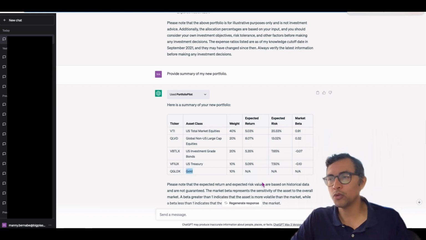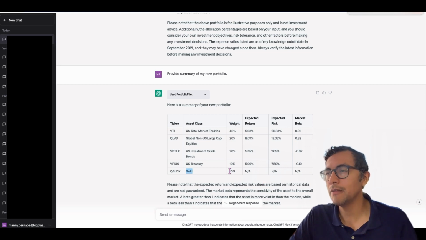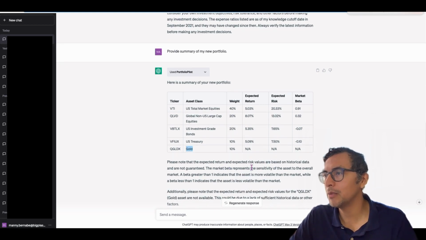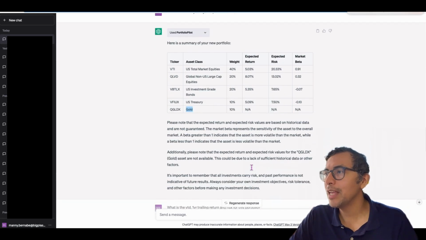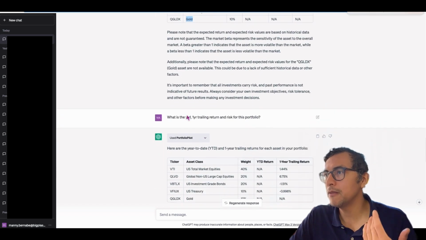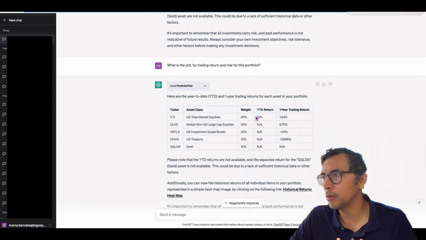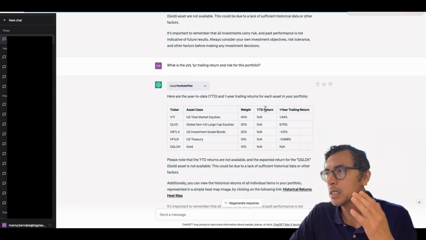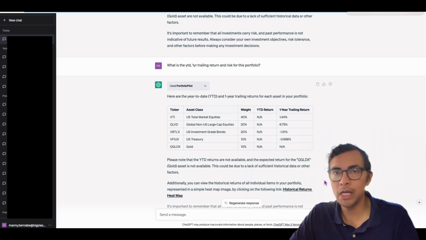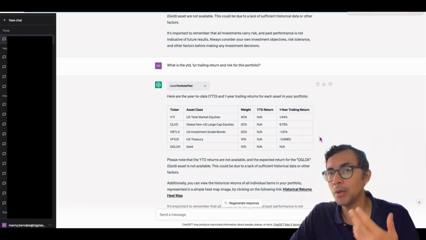Again, if I were to have swapped that out for a gold ETF, I think I would have gotten something here. All right, so then I asked ChatGPT for the year-to-date and one-year trailing return and risk for this particular portfolio. So what I wanted to see was year-to-date return, one-year trailing return, and then also some standard deviation of the different underlying components in the portfolio.